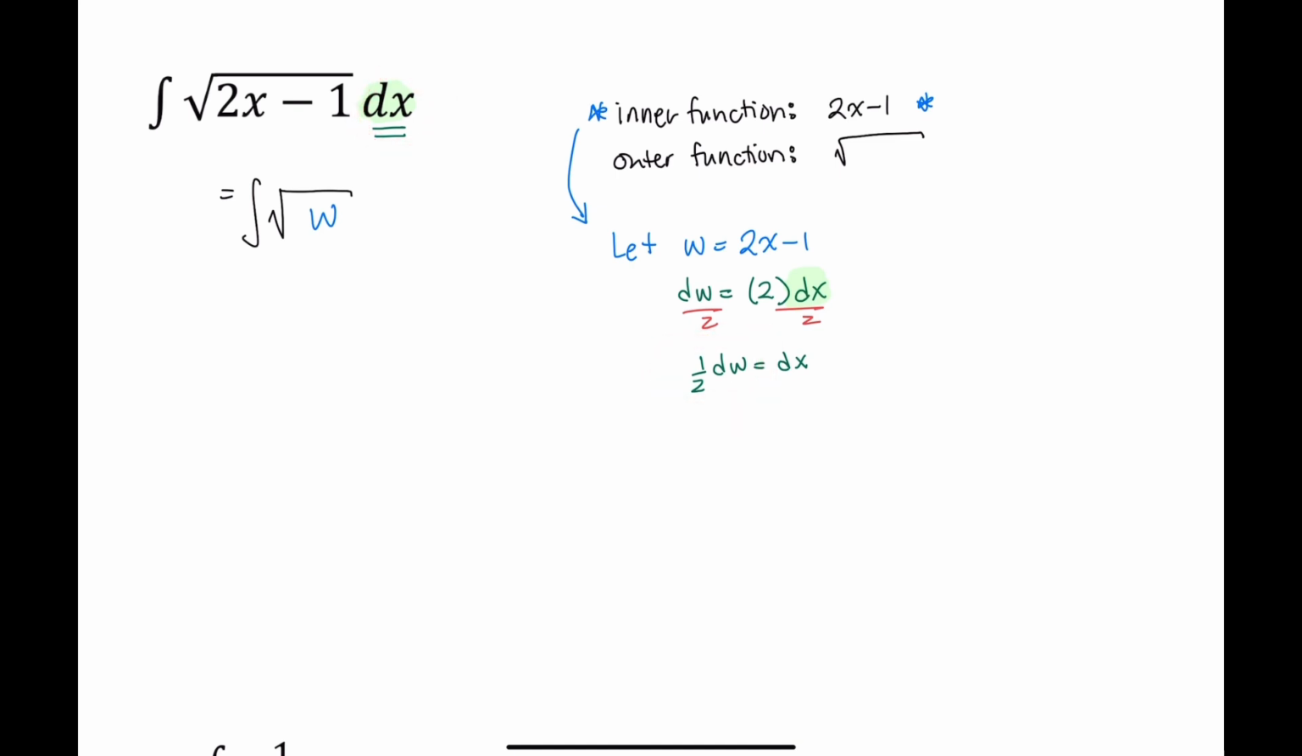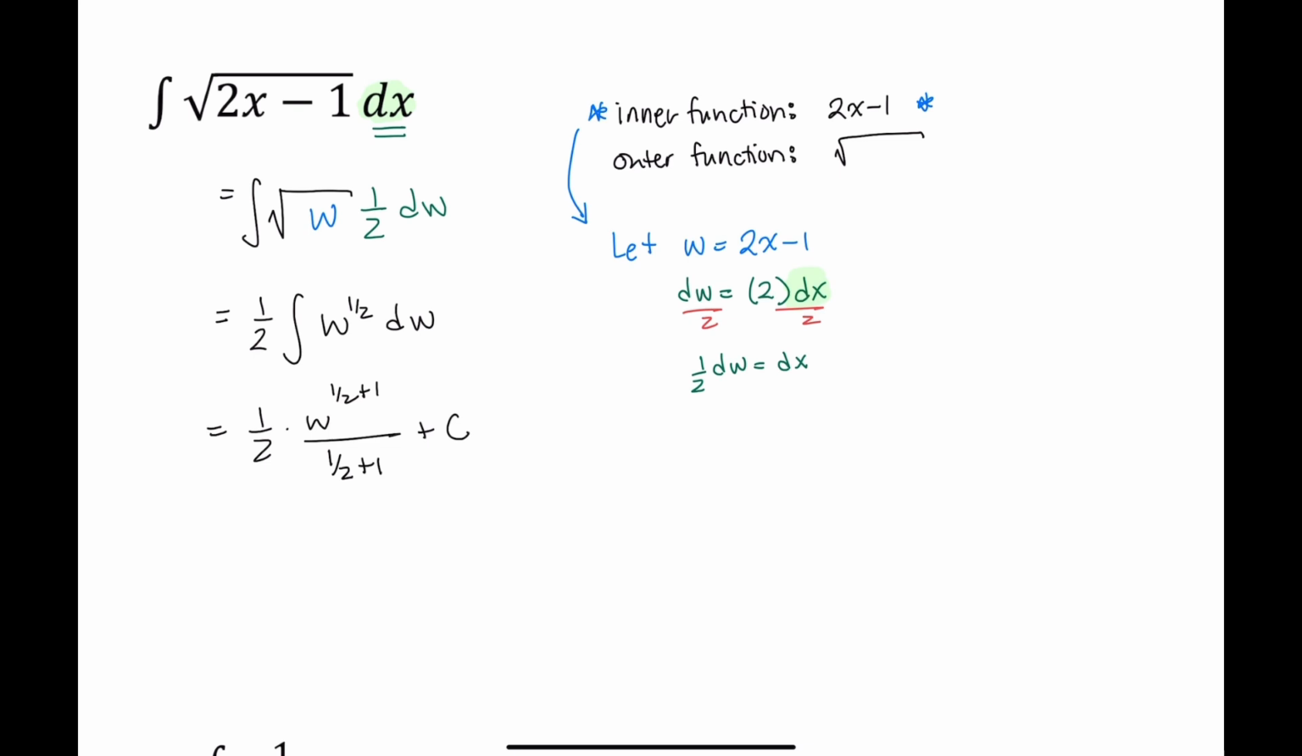So let's do that right here. I'm going to write my 1/2 dw. Okay, so now my next step, I'm going to rewrite this. I'm going to bring this constant out to the front, and then I have the integral of w to the 1/2 dw, and this equals 1/2 times w to the 1/2 plus 1 over 1/2 plus 1 plus a constant.